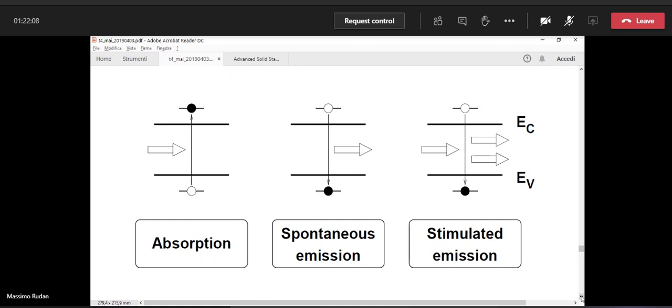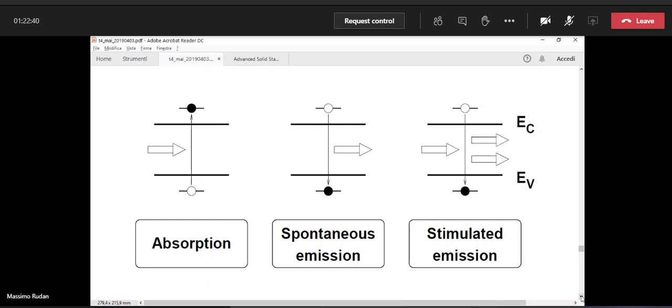There is another process that is dual to it. It is shown in the middle. It is called the spontaneous emission, in which an electron initially in the conduction band makes a transition to the valence band, emitting a photon whose energy is equal to the energy that is lost by the electron. This is called spontaneous emission.